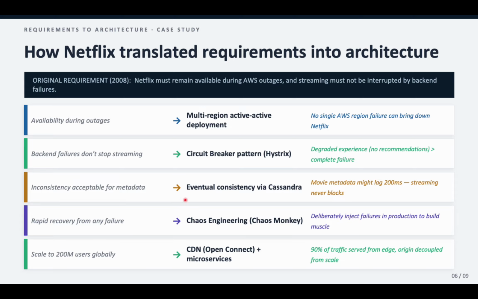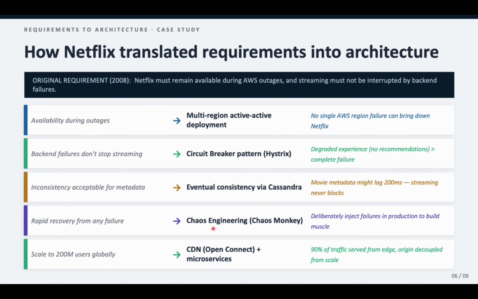Then we have the third decision, and that is eventual consistency via Cassandra. Netflix realized that some data like your watch history, your recommendations, does not need to be perfectly consistent in real time. They chose Cassandra, which accepts writes to any node and synchronizes across replicas eventually. So movie metadata might be 200 milliseconds out of date, but your stream never blocks waiting for a database to synchronize. Then we have the fourth decision, that is chaos engineering.